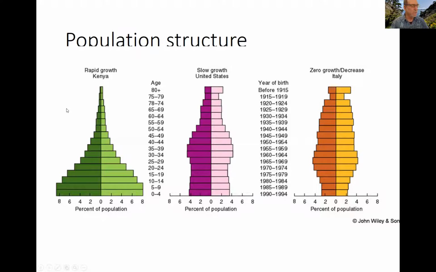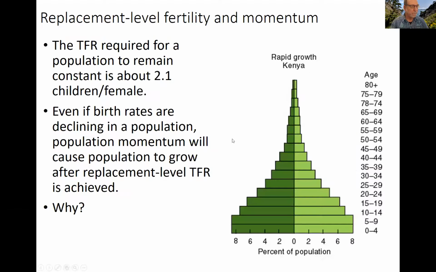And so I would expect that you could look at a graph like this and make the same kind of interpretations about the countries that I've been making just now. So, that brings us to this question of replacement level fertility and something else called population momentum.